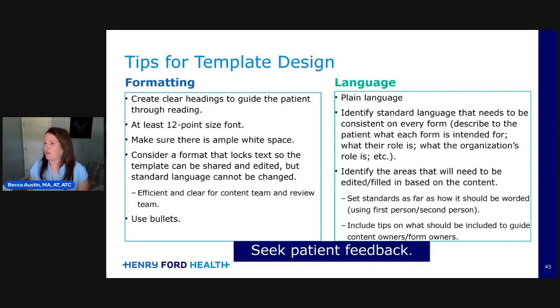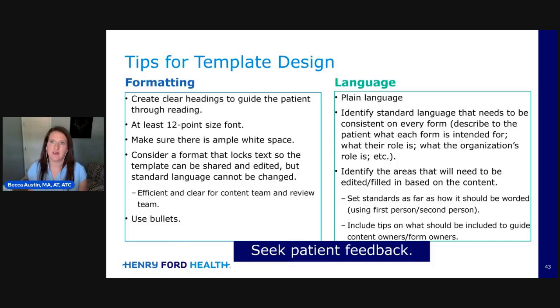So I just shared several templates with you, and things will look different at your organization. I think your teams will come up with what works best for you and your patients. So just again, some really general tips to keep in mind when you're designing your templates and thinking about standard language is, again, creating those clear headings.